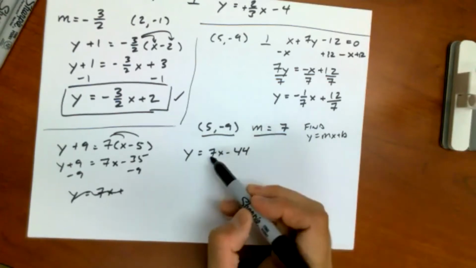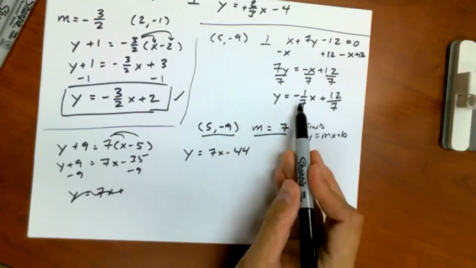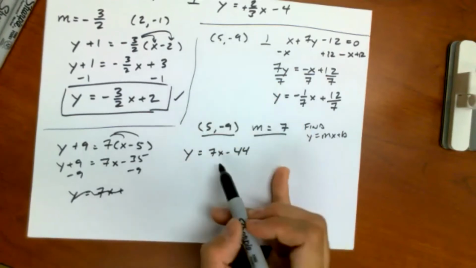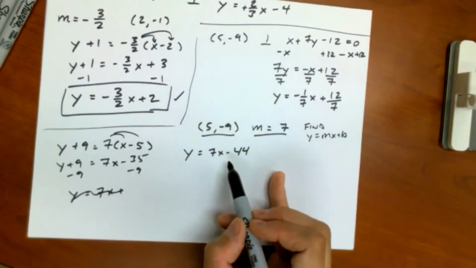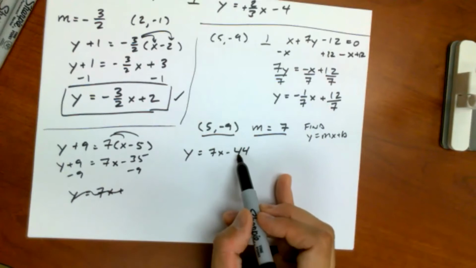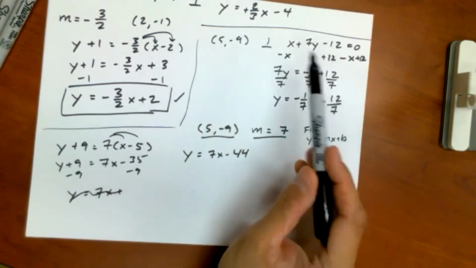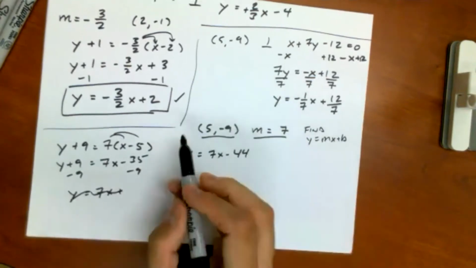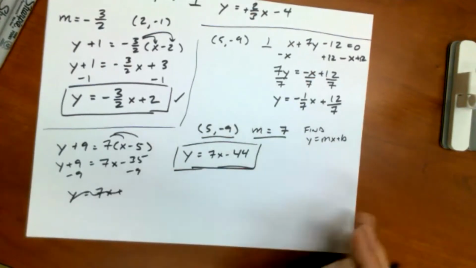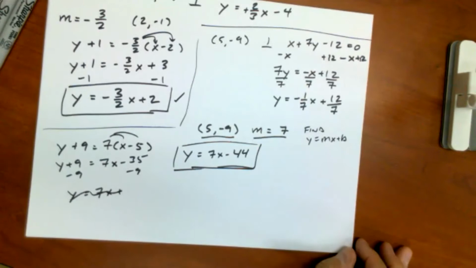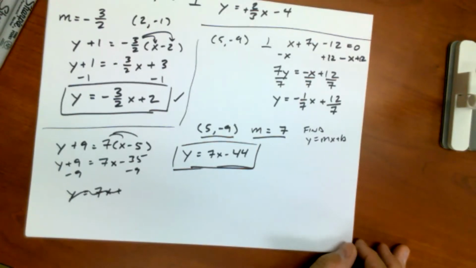Now look, these two lines are perpendicular, right? And if I plug in 5 here to x, 5 times 7 is 35, minus 44 gives me the negative 9. So I go through 5, negative 9, and I'm perpendicular to this line. So I know this has to be the solution, okay? Any questions about that?